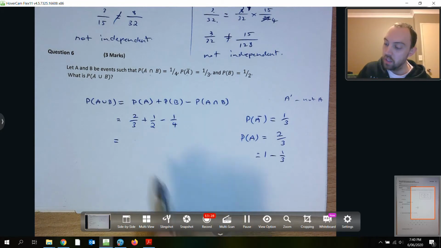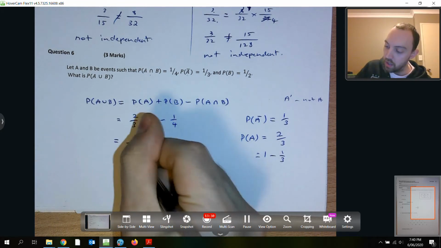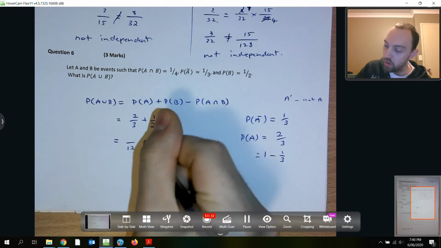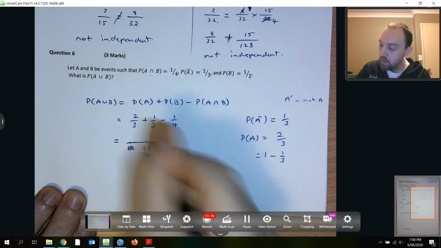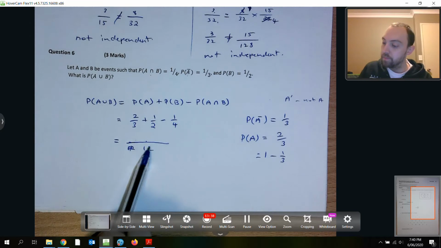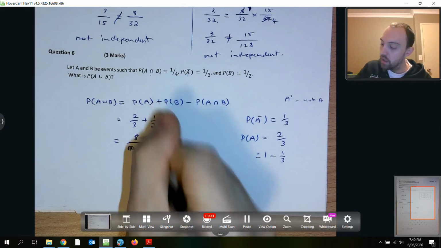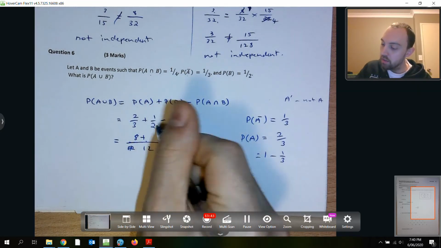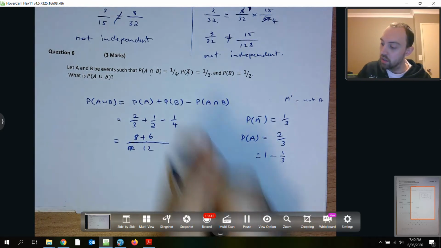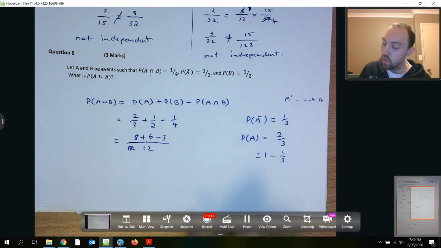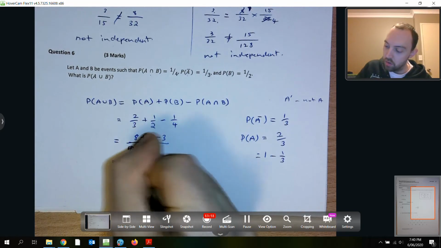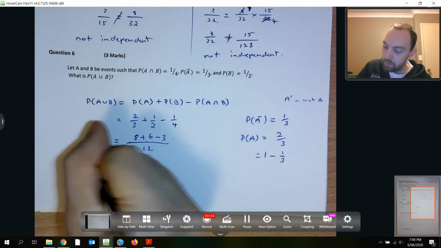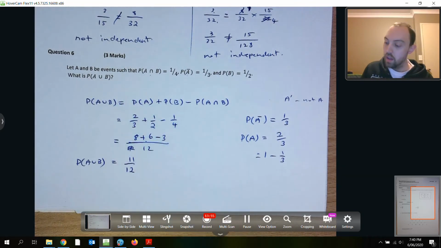Fractions, we need common denominators to be able to work it out. So let's do the whole thing over 12. Times by 4, 8, plus times by 6, 6, take 3, and we get 11 on 12. It's not the only way you can do it.